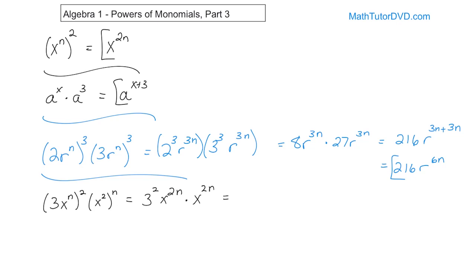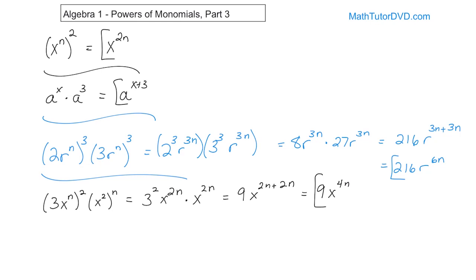So what you have is 3 squared, 3 times 3 is 9, okay? And then you have the same base here, and they're multiplying, so you add the exponents. So you have x to the 2n plus 2n. And you can simply add those, and that becomes 9x to the 4n, because those are like terms. And that's the final answer.